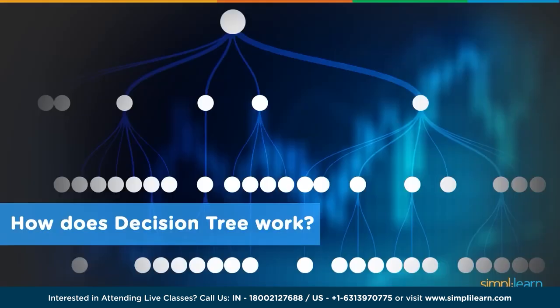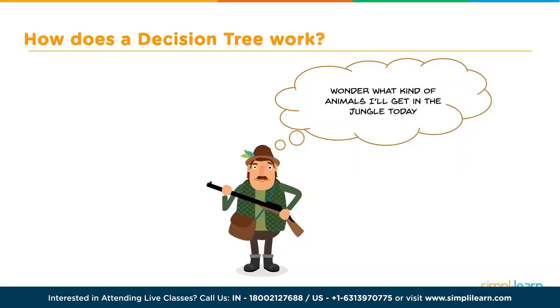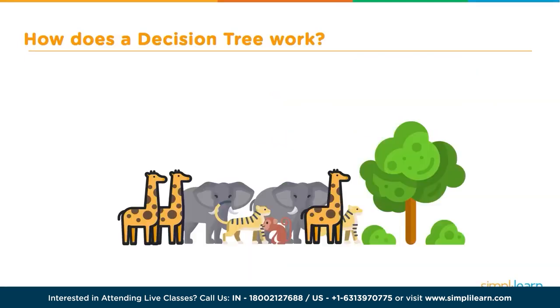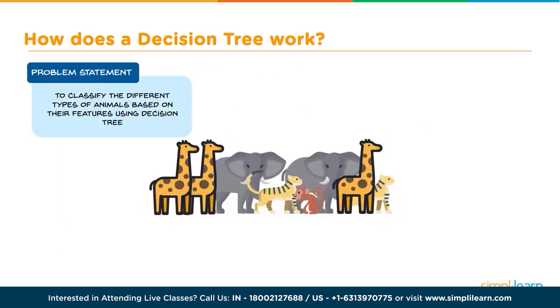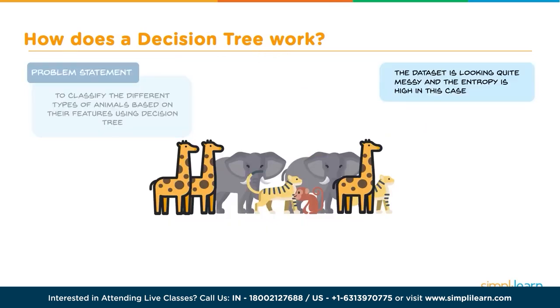How does a decision tree work? Wonder what kind of animals I'll get in the jungle today? Maybe you're the hunter with a gun, or if you're more into photography, you're a photographer with a camera. So let's look at this group of animals and let's try to classify different types of animals based on their features using a decision tree. So the problem statement is to classify the different types of animals based on their features using a decision tree. The data set is looking quite messy and the entropy is high in this case.